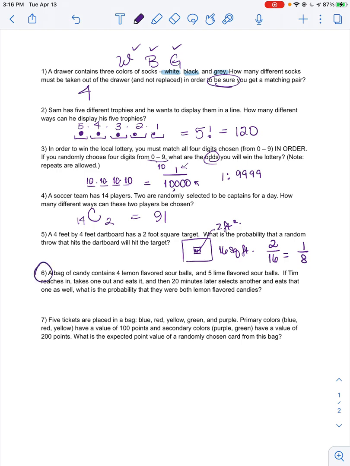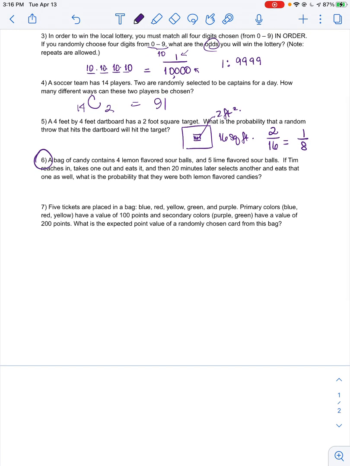Number 6 requires a little bit more room because I'm going to draw a tree diagram. It says that my bag of candy has 4 lemon and 5 lime flavored sour balls. So this will be the lemon and this will be the lime tree branch. If I'm choosing 1 candy at random, there's a 4/9 probability that I get a lemon and a 5/9 probability that I get a lime.